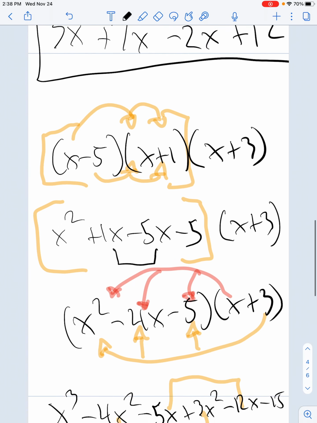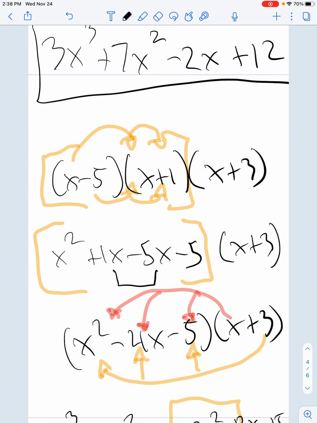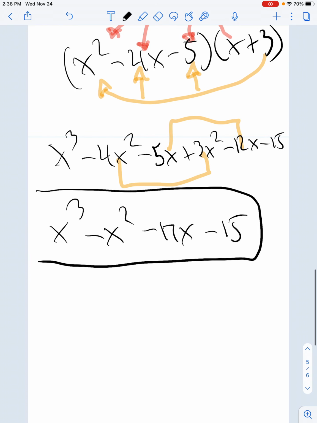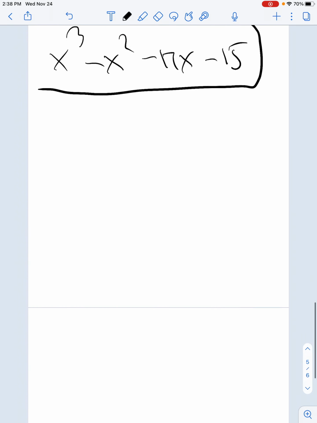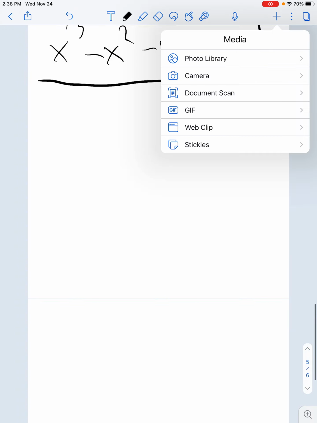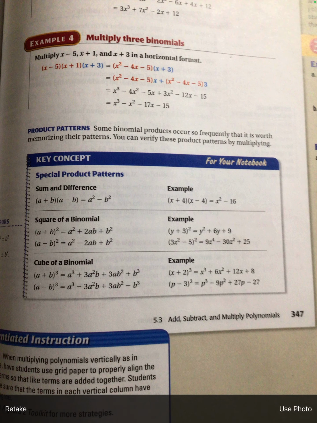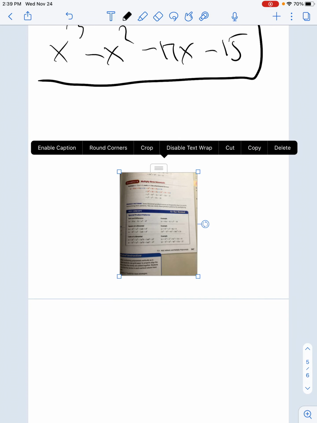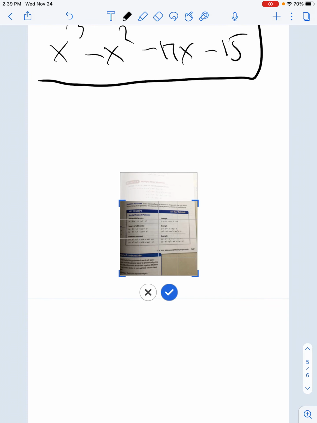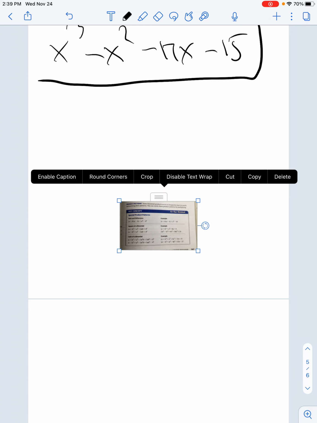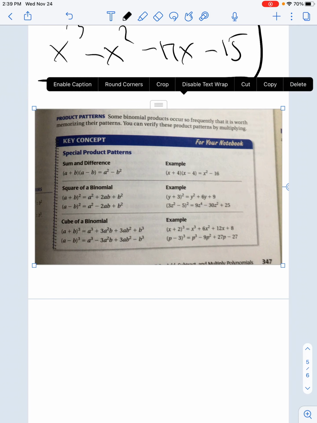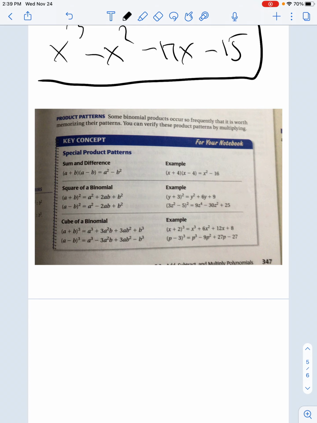Multiplying 3 binomials. So I picked 2 of them to do first, keeping that x plus 3 on the outside, and then I multiplied that x plus 3 in. So just going to add this to your notes. So again, just some general rules with an example or two for you. You can use these to guide you when you're doing the problems for yourself.